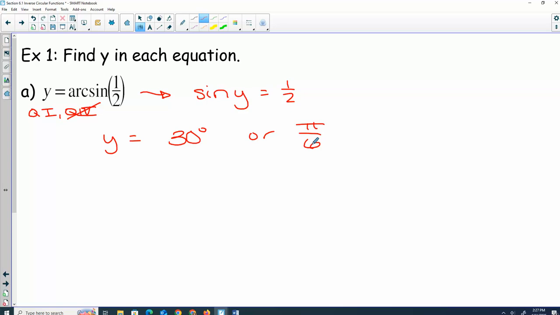So the answer to an inverse is an angle. You are just answering questions about that circle. But the key to it is you can only get one answer. You're not telling me every time sine is 1/2. Just one time. And that's determined from those quadrants.